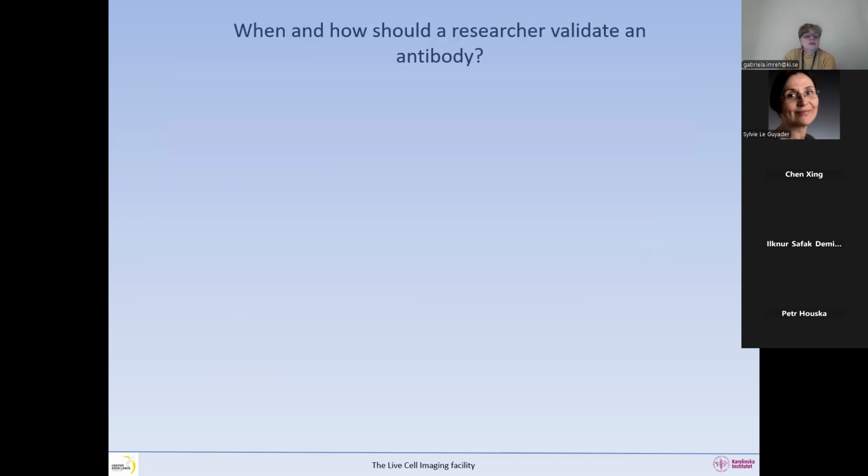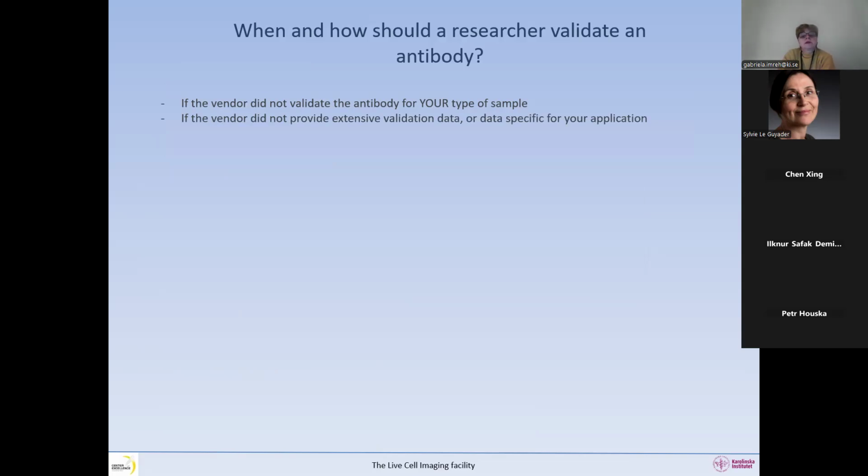Now, when should you as a researcher validate an antibody? Well, if the vendor did not validate the antibody for your type of sample and your application, if the vendor did not provide extensive validation data specific for your application, presented in the way you expect, meaning unsatisfactory validation data, which can also be in a publication or at the vendor side.